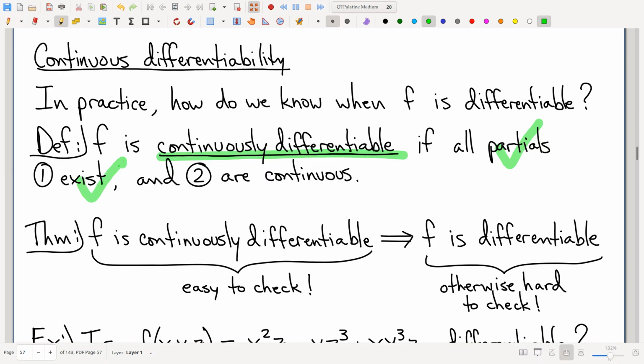Most of the time, that's an eyeball glance. You just look and say, yep, here's the formula. Perfectly well defined, no explosions, no divide by zero, no natural log of a negative. Everything just works. And just establish that they're continuous.